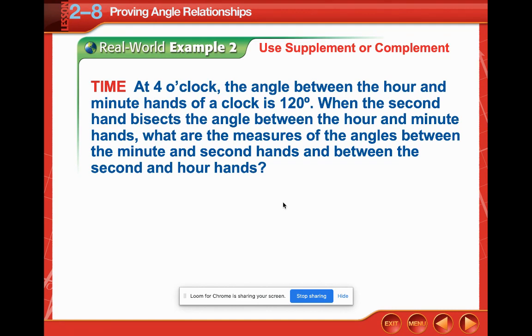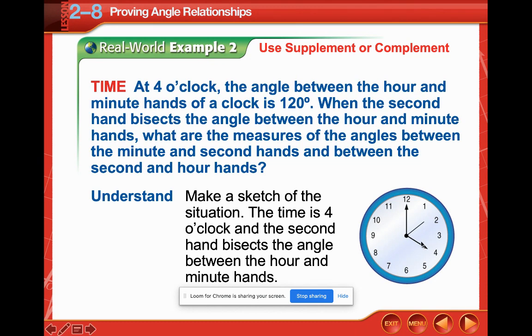All right. At 4 o'clock, the angle between the hour and the minute hands of a clock is 120 degrees. When the second hand bisects the angle between the hour and minute hands, what are the measures of the angles between the minute and second hands and between the second and hour hands? So, bisects means cut in half. Remember, halves are even, not just cut into two pieces. So both of those angles are going to be equal.